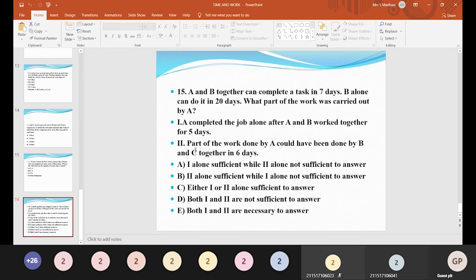B's 1 day's work is 1 by 20. A plus B's 1 day's work is 1 by 7. A plus B's 5 days' work is 5 by 7. So here the remaining work is 1 minus 5 by 7, which is equal to 2 by 7. The 2 by 7 work is carried out by A. Here statement 2 is irrelevant. Statement 1 is enough to solve the problem. So option A is the right answer. Thank you.